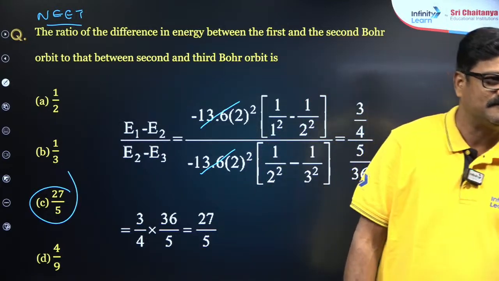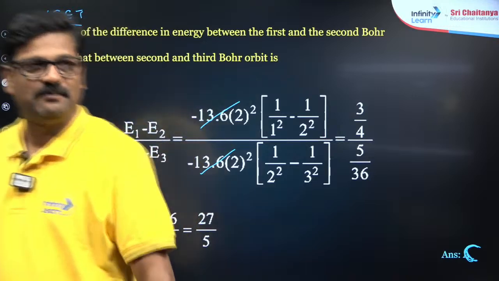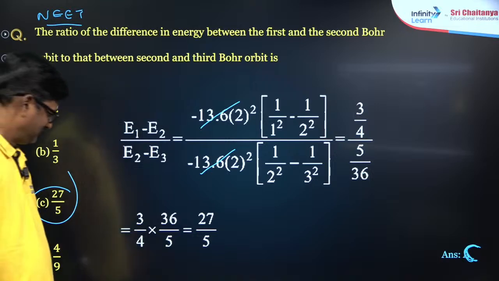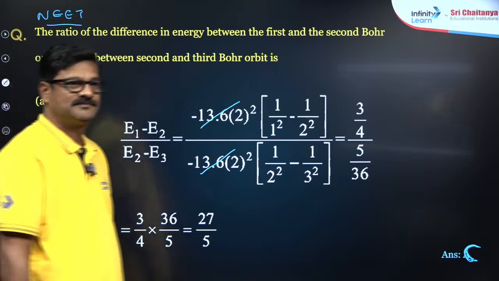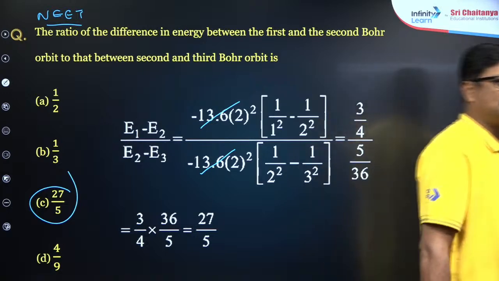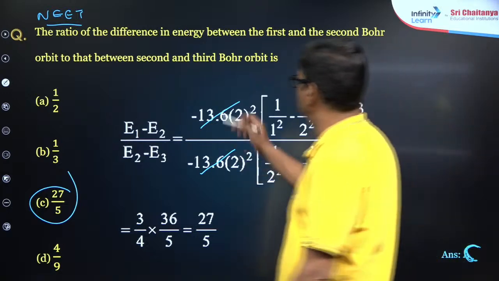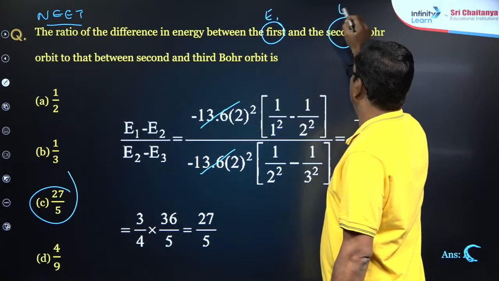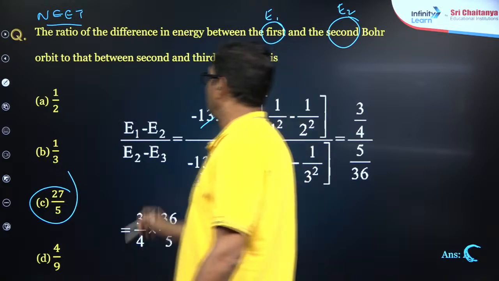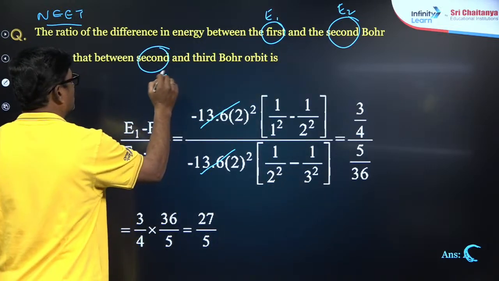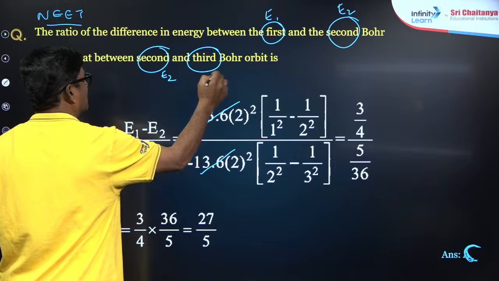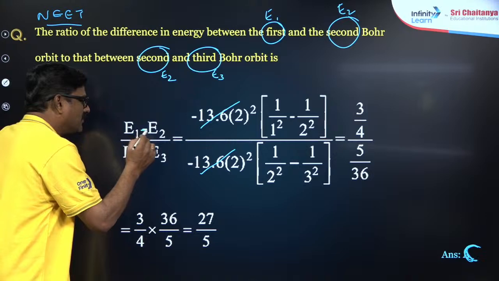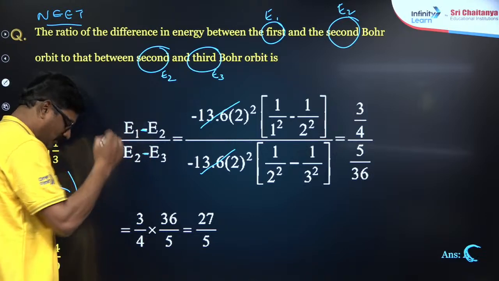Now you got it, Hemant? Fine. Any doubts, Hemant? You see here it is a difference in energy between the first E1 and the second E2, and between the second E2 and the third E3. The difference means, take the difference and find the ratio. Understand?